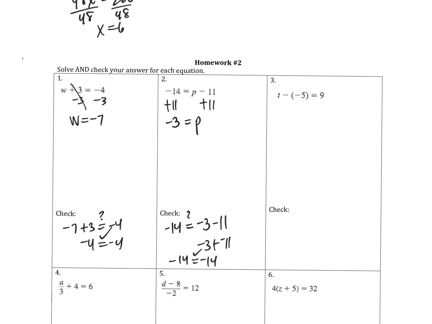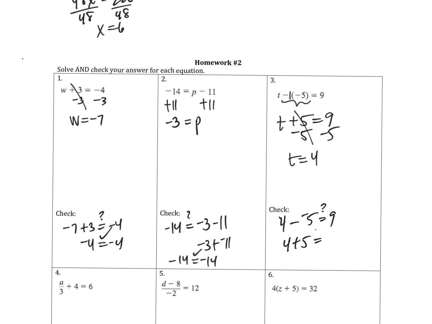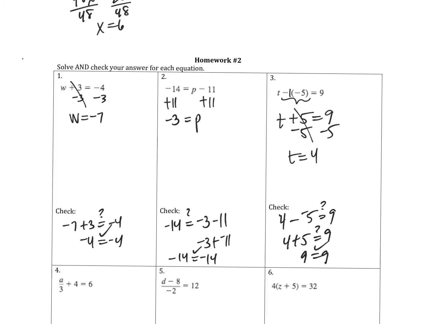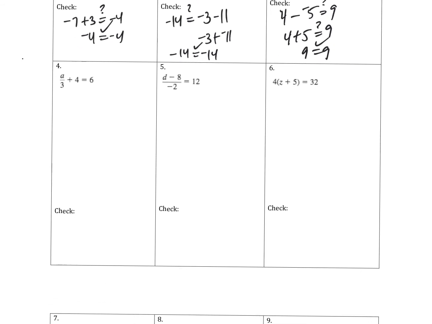All right, we can simplify this here, because remember, this is a negative 1, really. And t plus 5 equals 9. We can subtract 5 from each side and get t equals 4. T minus, oops, not t, if we're checking. 4 minus a negative 5 equals 9. This is really 4 plus 5 equals 9. 4 plus 5 is 9, so that's correct. Remember, these problems are tricky.